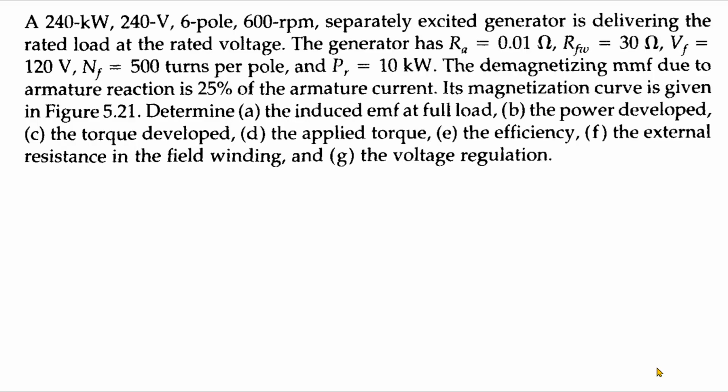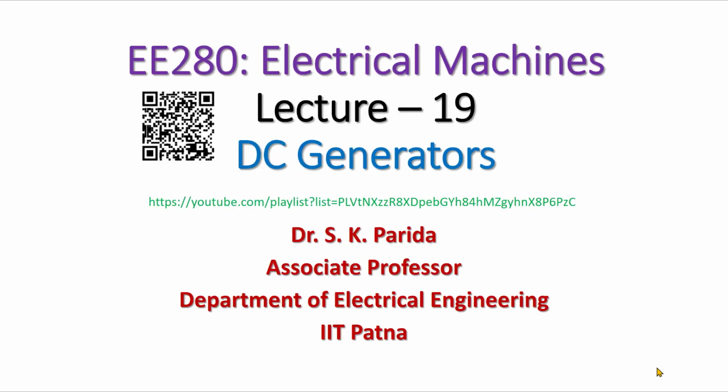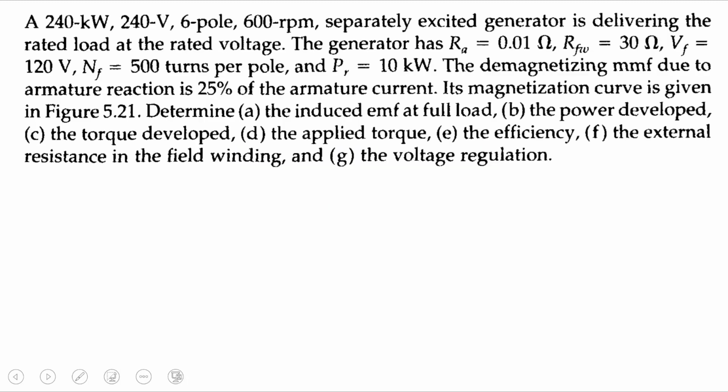Okay, so last class we were discussing this problem, right? So already you have solved up to, I think, C, D also you have solved, right? Only the E part is remaining, the efficiency. So efficiency we know is P out by P in, right? So P out, the output power, you don't know, right? So let us see how to do this.